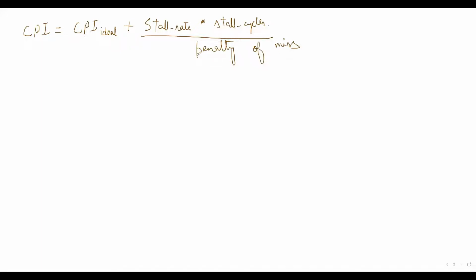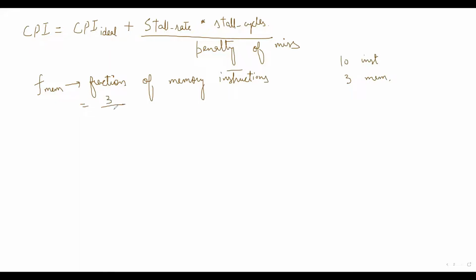So what will be this penalty of miss? The penalty of miss will be stall rate. Let's say F mem represents the fraction of memory instructions, the total fraction of memory instructions. Fraction here means, let's suppose I have 10 instructions, and out of these 3 are memory instructions. So this F mem in that particular case will be 3 divided by 10, that is 0.3.